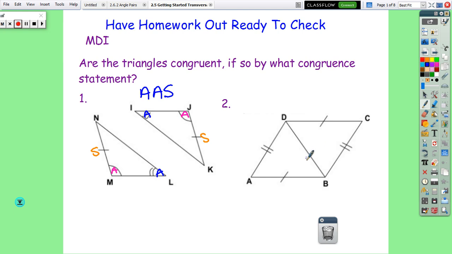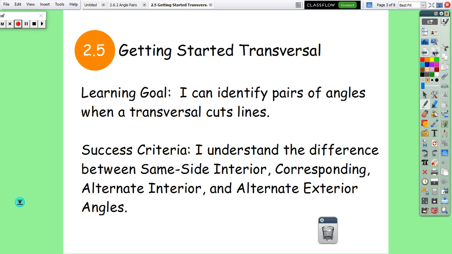Okay, in this one, we can use the reflexive property to say that DB is congruent to DB, so we would have this third side right here. So we have a side and a second side here and here, and then a third side, and this side is in both the triangles, so this would be side, side, side. That's just checking your homework.